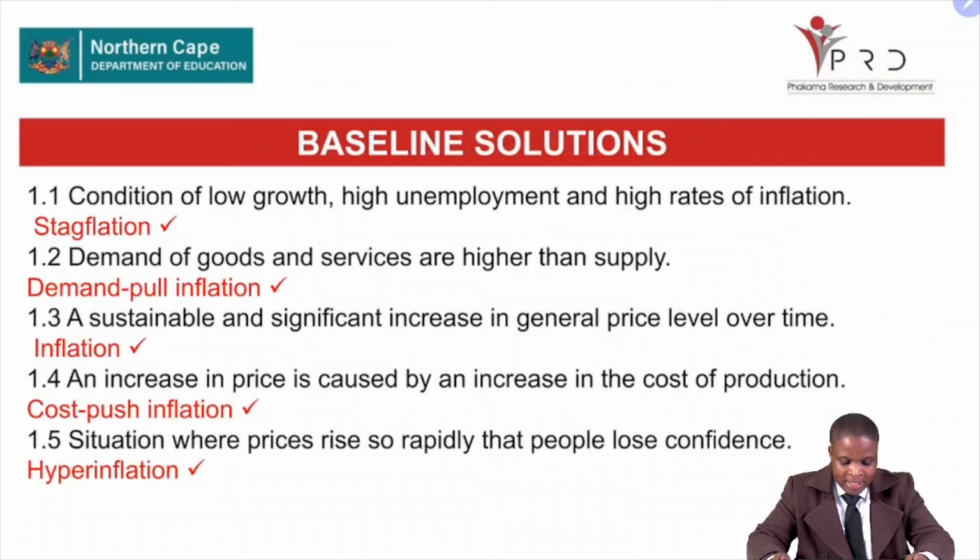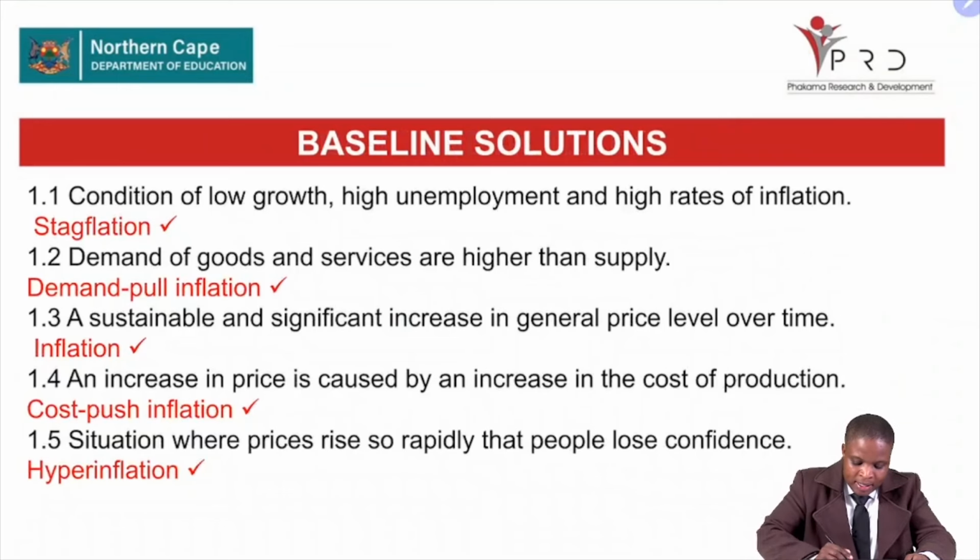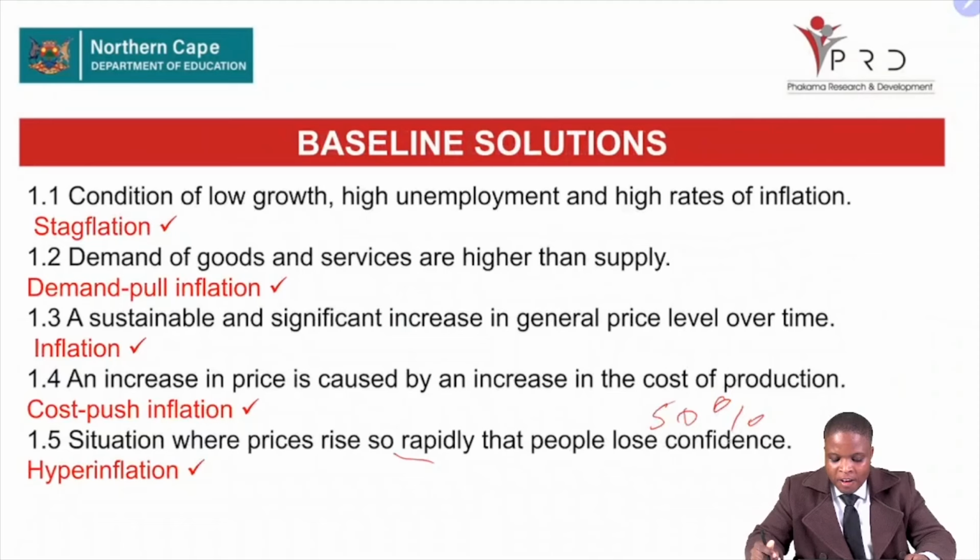A sustained and significant increase in the general price level over time, that is inflation. An increase in prices caused by an increase in the cost of production, that is your cost-push inflation. A situation where prices rise so rapidly that people lose confidence, that is hyperinflation. When you look at this, we remember that this is the inflation that is called runaway inflation. It increases above 50%. That is runaway inflation, your hyperinflation.